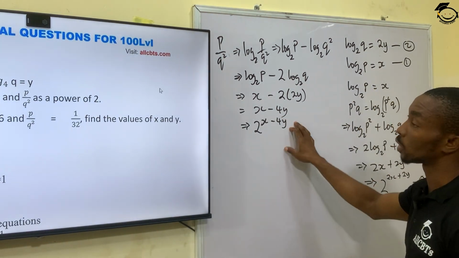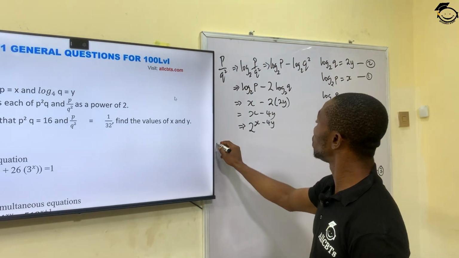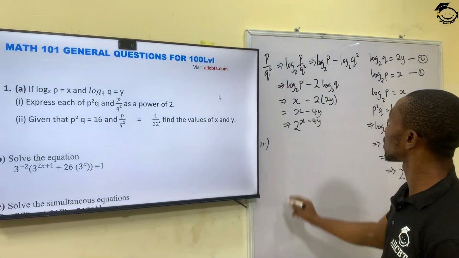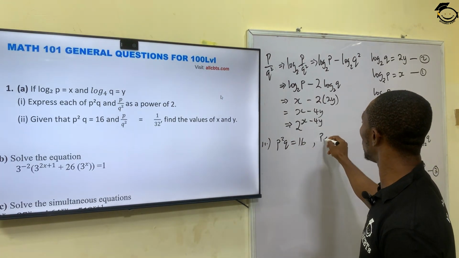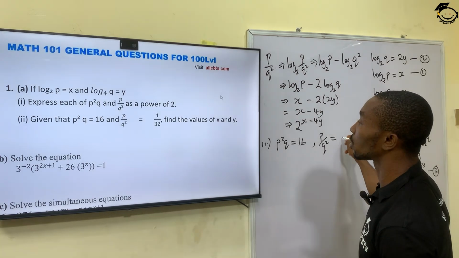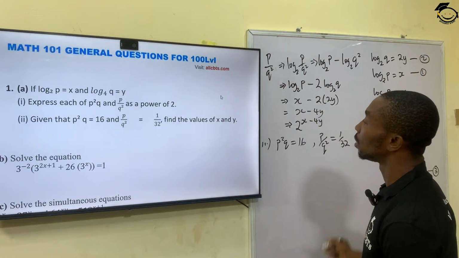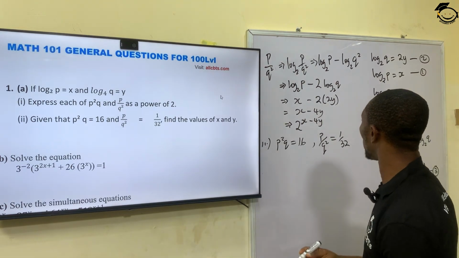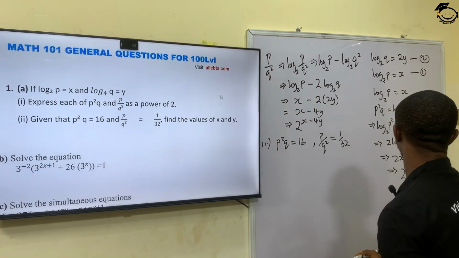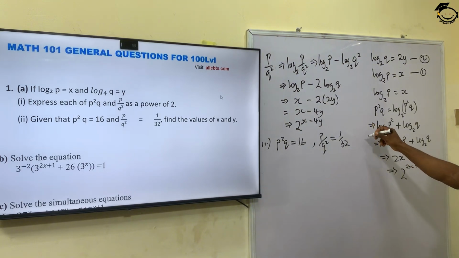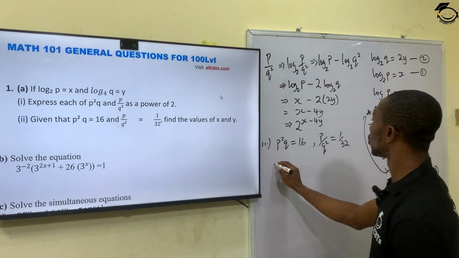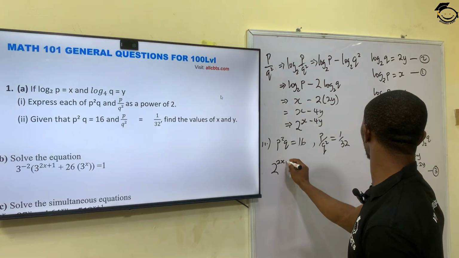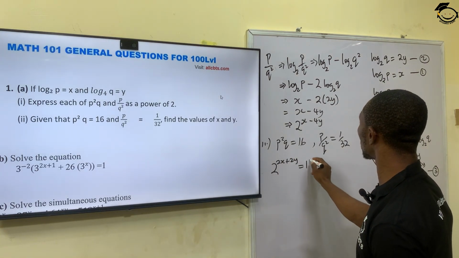Now, that's for question 1. For question 2, it says, given that p squared q equals 16 and p over q squared equals 1 over 32, we should find the values of x and y. In order to do this, our p squared q from here is this value, so this becomes 2 raised to the power 2x plus 2y equals 16.